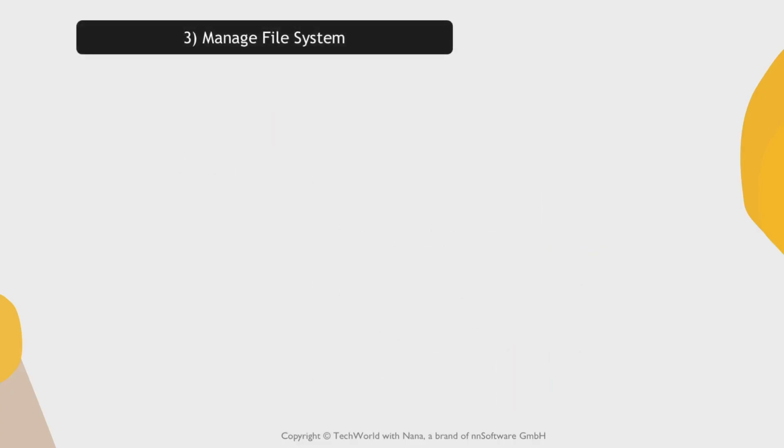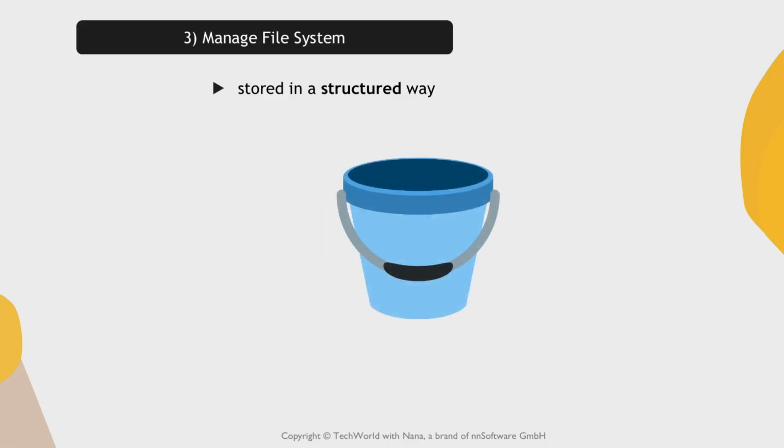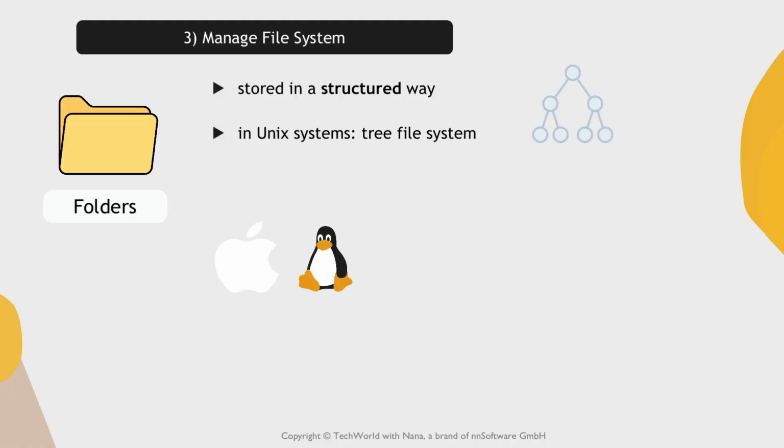But note that the operating system actually handles storing all this information in a structured way. So your storage is not just one big bucket where you throw all your data in. It's actually structured in a meaningful way with what we call folders or directories. In Unix-like systems, like Linux or macOS, for example, the file system is structured in a tree form. You have the root folder of the file system and you have the subdirectories. And you can build a whole hierarchy, a tree-like hierarchy of those folders and files.